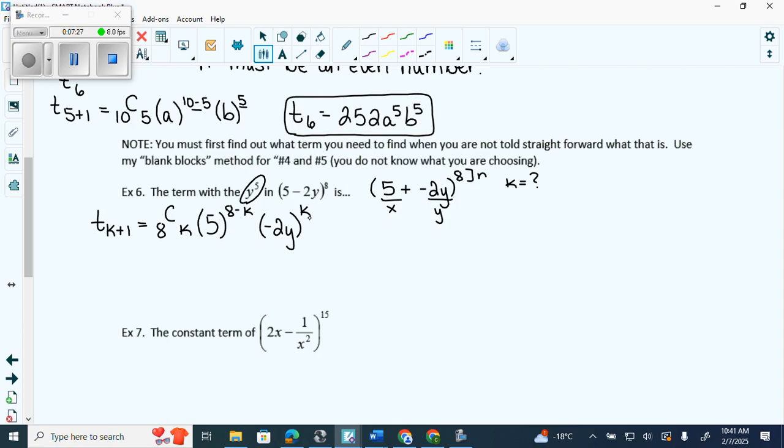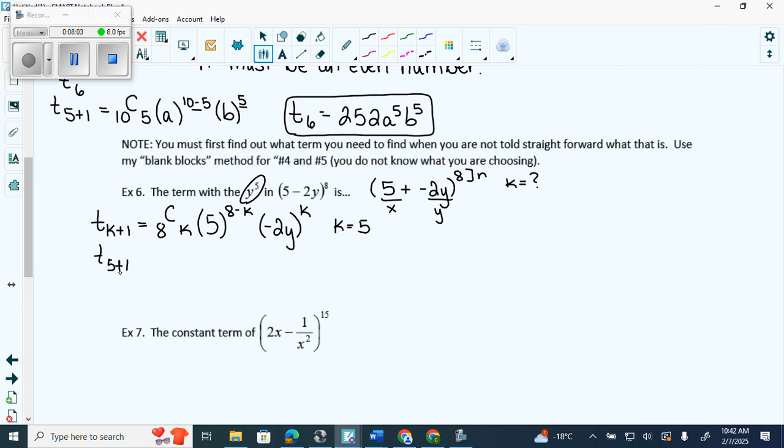It tells me that the term has a y to the 5th in it. How do I make that term have a y to the 5th? T6, why? It's true. I need to put a 5 in this k, correct? If I put a 5 in this k, I'm going to get y to the 5th. Does this one have a y in it at all? Or here? No, that's the only thing that has a y. I need it to be y to the 5th. So then I say, oh, k has to equal 5. And then I go back and fill in my 5.